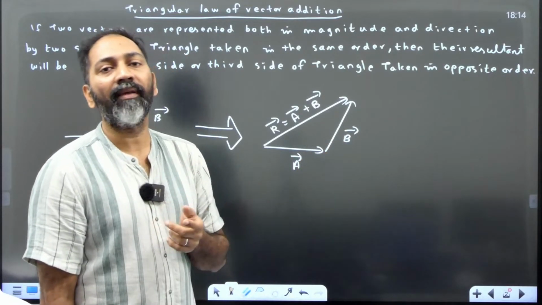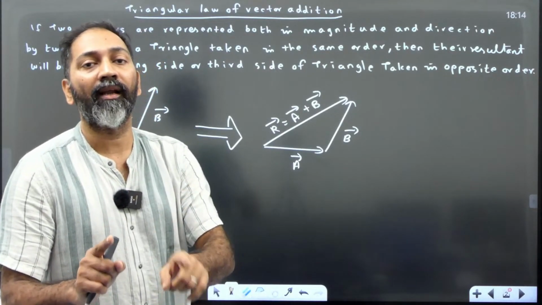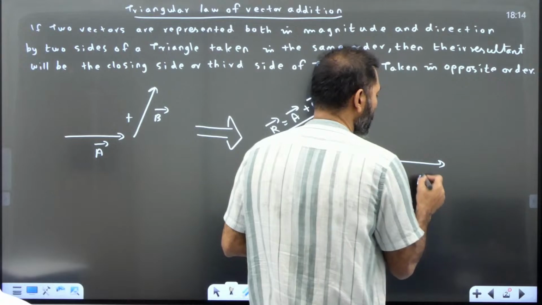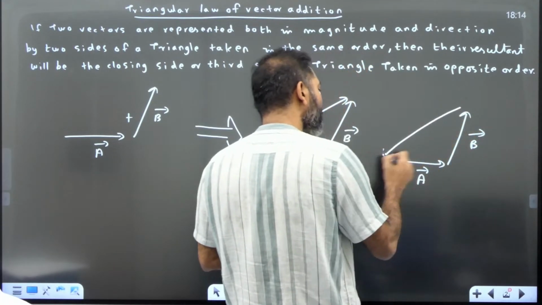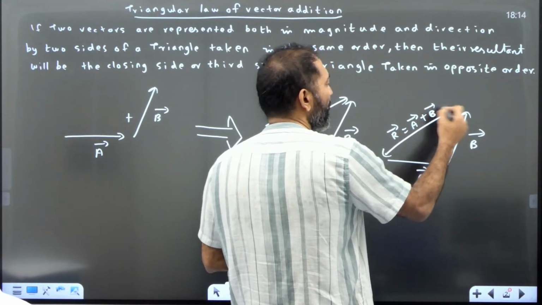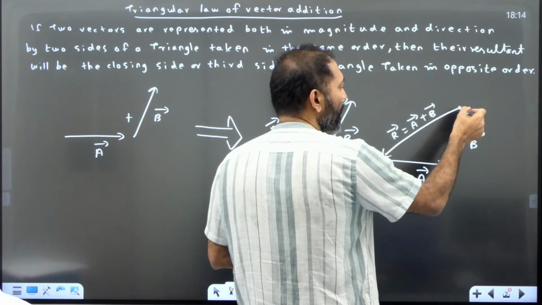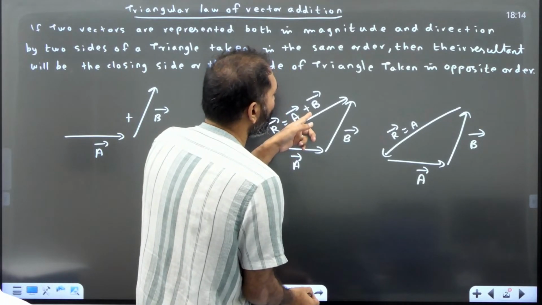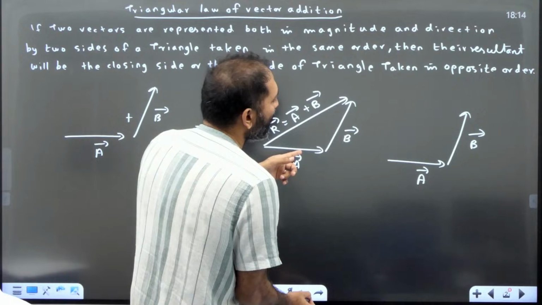Then resultant will be what? Closing side or third side of the triangle taken in what order? Opposite order. And the opposite order എന്ന് പറയണേ, ഇപ്പൊ a vector, suppose this is a vector, this is b vector, then it is same order. And suppose this is a vector plus b vector, then it is the same order. Why? Because head of this start from the tail of this resultant start from the head of the other. But when you see the triangular law, it is exact opposite. Why? Because two heads are joining. So it is what order? Taken in the opposite order.